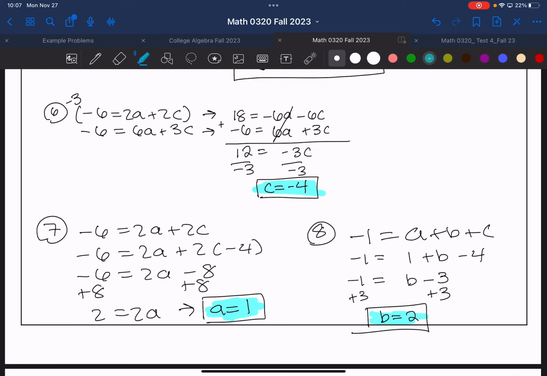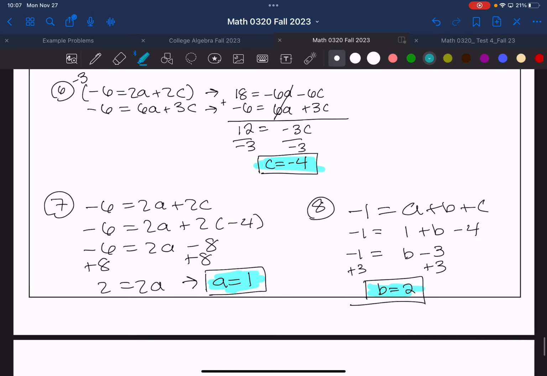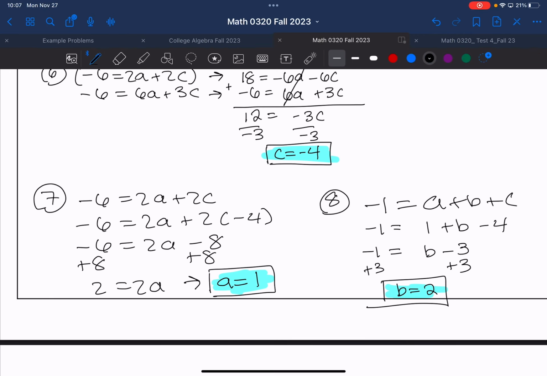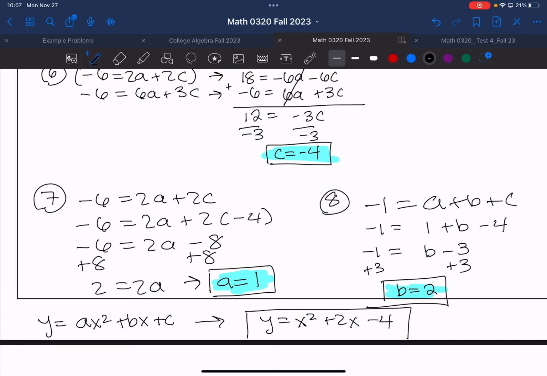So now that I found my A, B, and C value, am I able to now find what my answer is for the quadratic function? So remember, my quadratic function is y is equal to ax squared plus bx plus c. Now I have A, B, and C. So I can plug in A, B, and C, and I have my new parabola. So if I plug in A, B, and C, I have y is equal to x squared plus 2x minus 4. That is my complete answer.